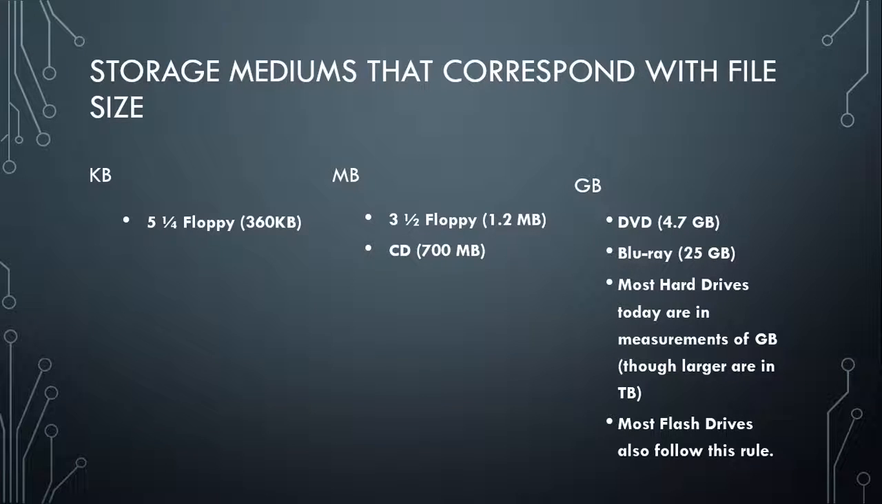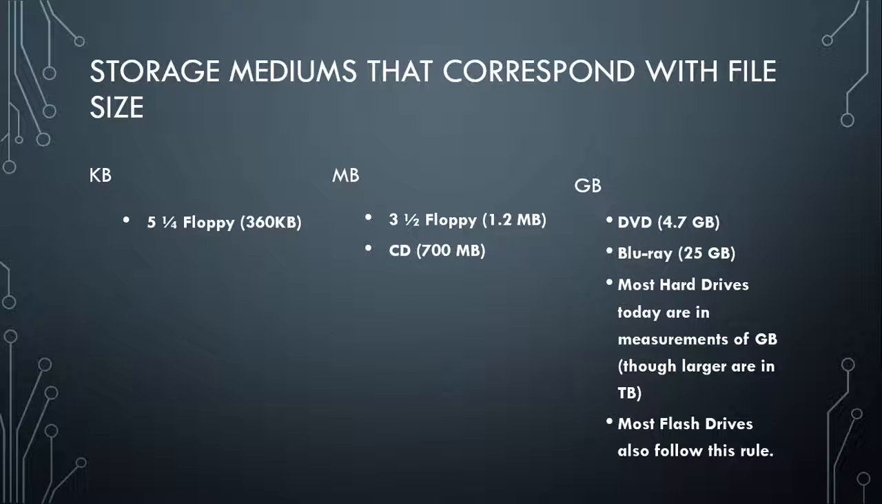With gigabytes, you have DVDs at 4.7 gigs, Blu-rays at 25. And just two quick notes here. Most hard drives today are measured in gigabytes, although there are larger ones in terabytes, such as 1 terabyte, 2 terabyte, or larger. Most flash drives will also follow this rule. The most common flash drive size at the time of this recording is typically around 8 gigs.